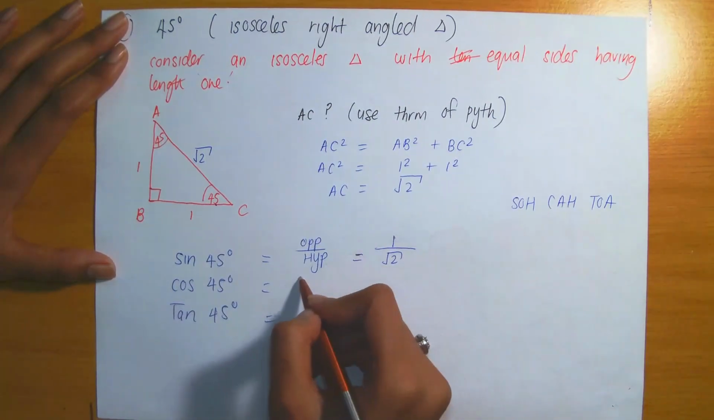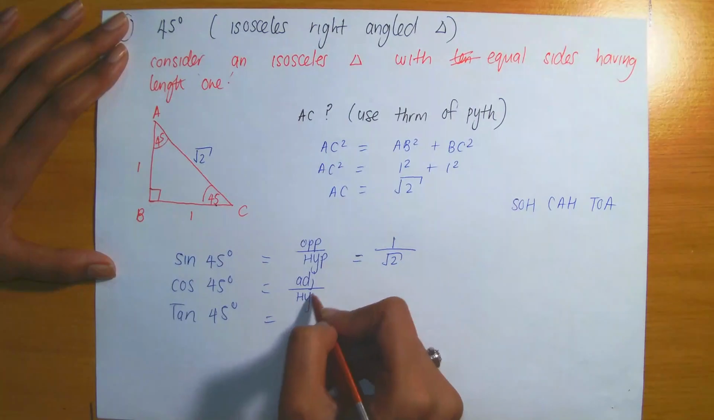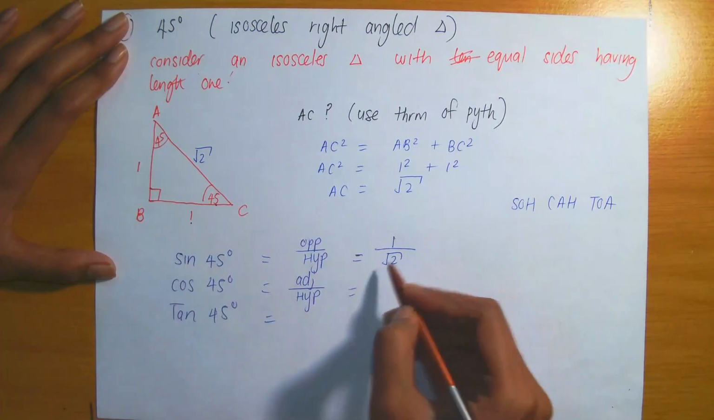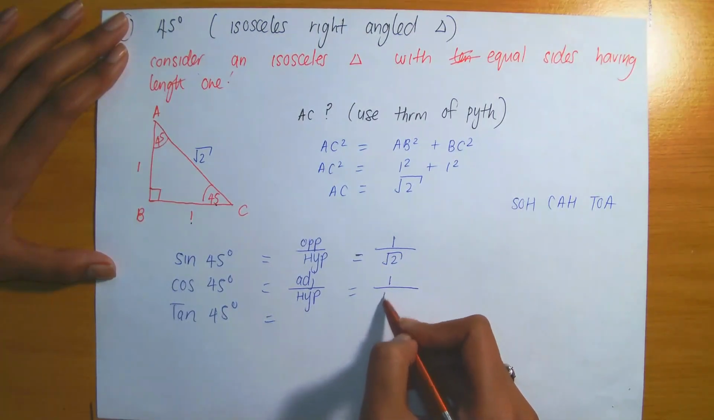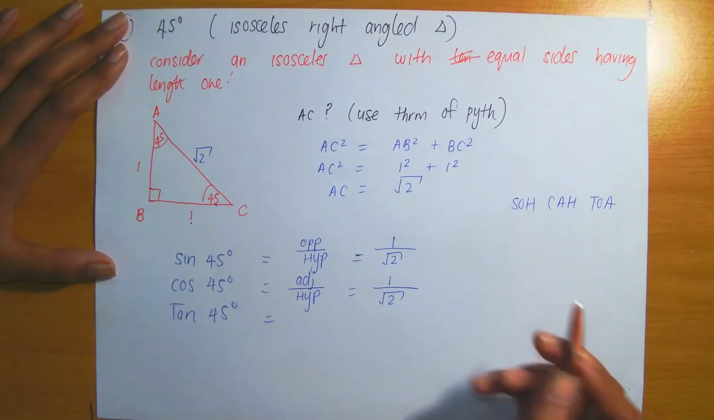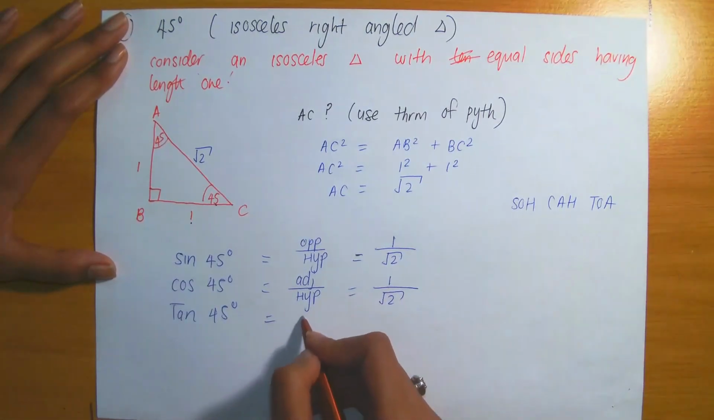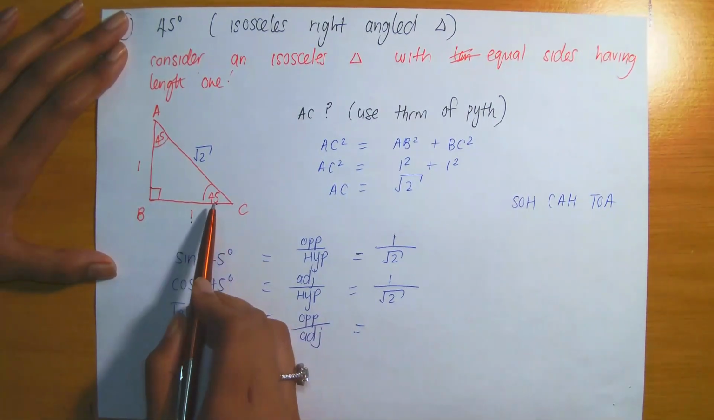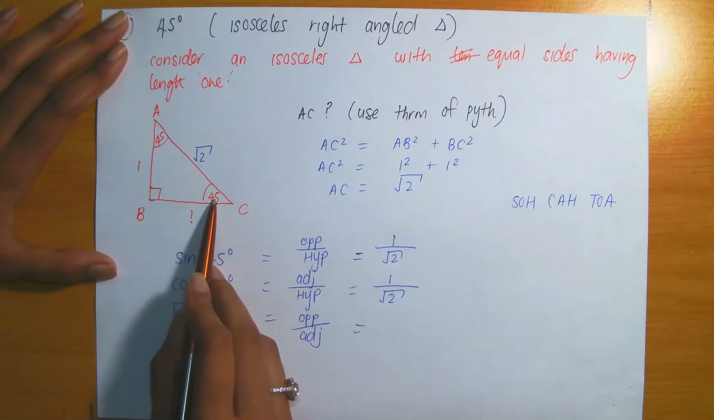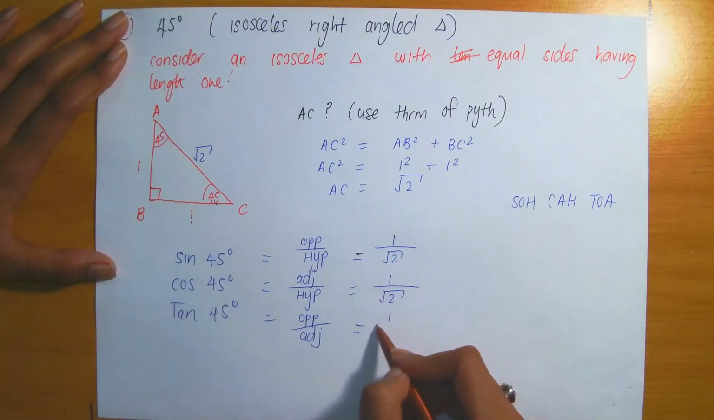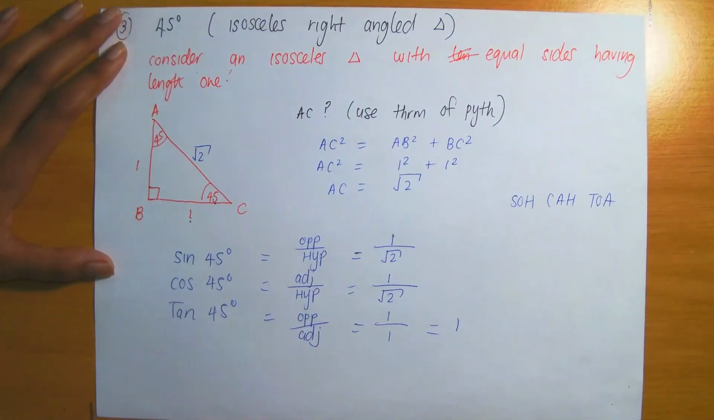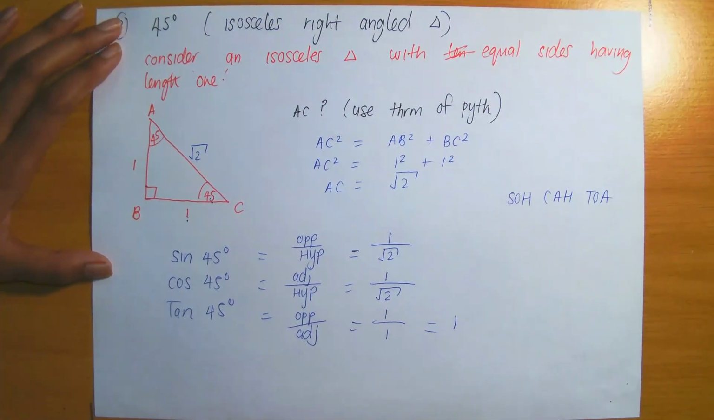Cos of 45, adjacent over hypotenuse. Again using this 45 as my reference, the side adjacent to it has length 1, and the hypotenuse length is root 2, so we've got 1 over root 2. And finally tan, TOA, opposite over adjacent. Again using that as my reference angle, the side opposite 45 has length 1, and the side adjacent to 45 has length 1. So the final answer is 1. And so these are the trig ratios using the angle 45 degrees.